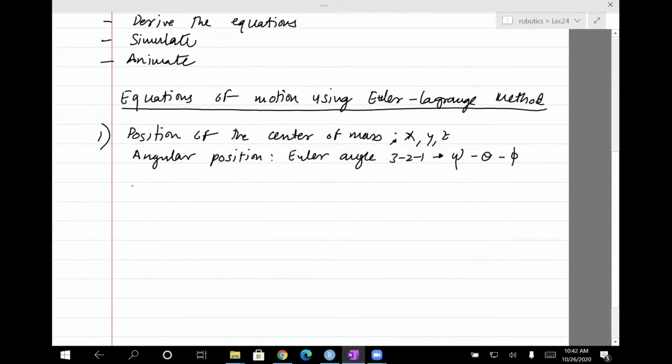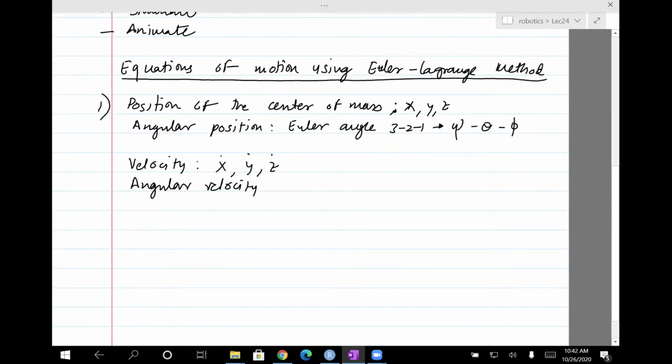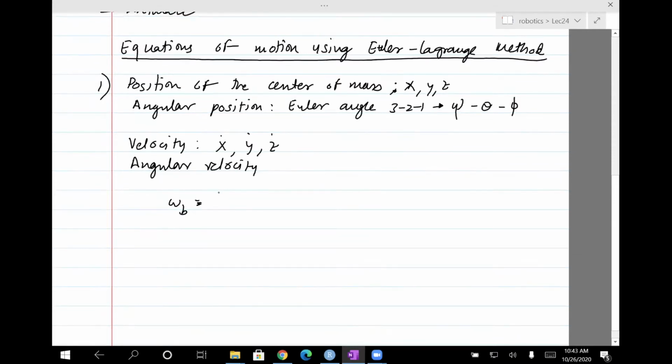We also need to write the velocities, right? So velocities are simply x dot, y dot, z dot. There's nothing much to be done there. And then the angular velocity, which is where we need to know the relation between angular velocity and Euler angular rate. So what we'll do is we'll actually use the body frame, and why I'm using body frame will be clear a little bit later.